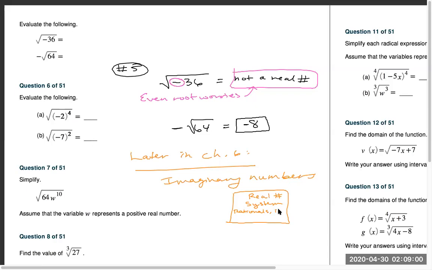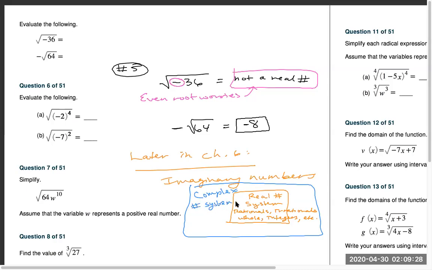Rationals, irrationals, whole numbers, integers, etc. All of those systems are included in the real number system, and then the real number system is included in what's called the complex number system. So every real number is a complex number, but not every complex number is real.